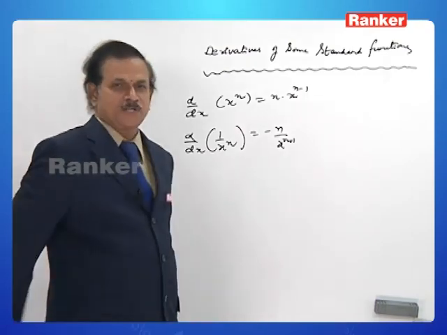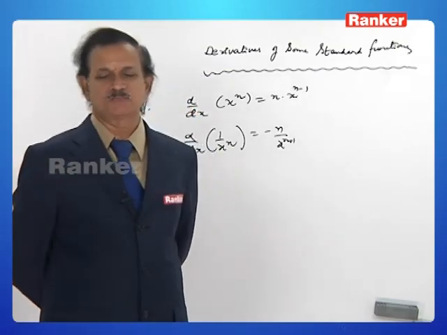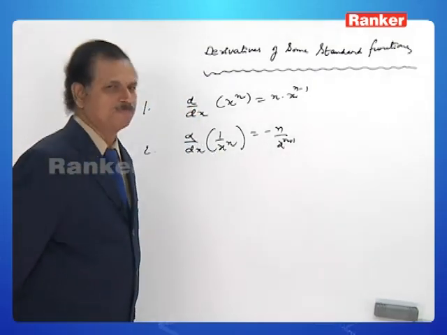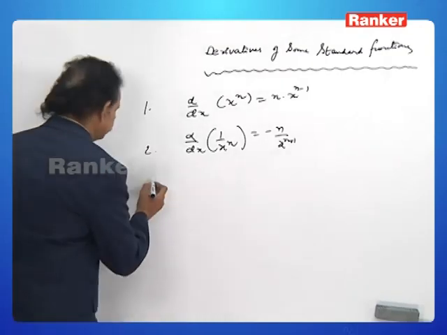Come on, what is the derivative of 1 by x square? Minus 2 by x cube. The derivative of 1 by x power 4 is minus 4 by x power 5. Like that we can have. Well done. Next one.